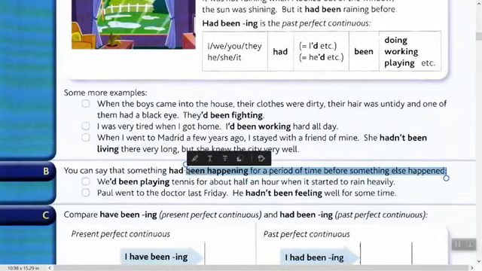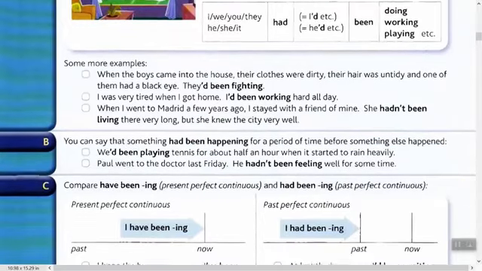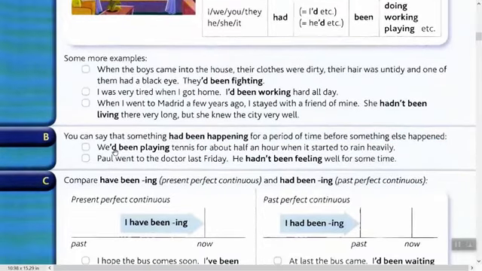It could be continuation, similarly, more or less. Activity. For example, we'd been playing tennis for about half an hour when it started. You see, when it started to rain. Paul went to the doctor. You see, went to the doctor last Friday. He hadn't been feeling well for some time. He hadn't been feeling well.